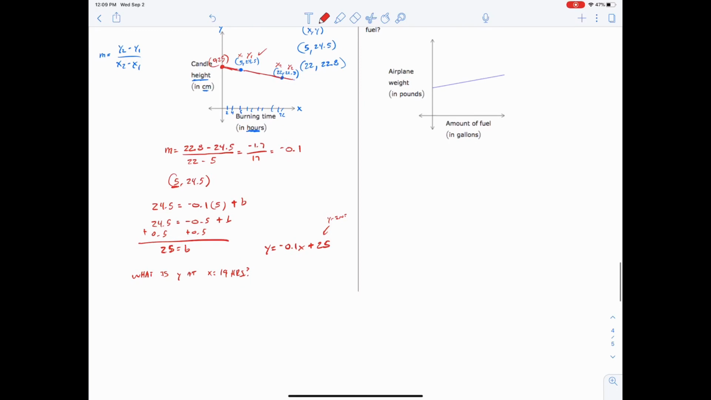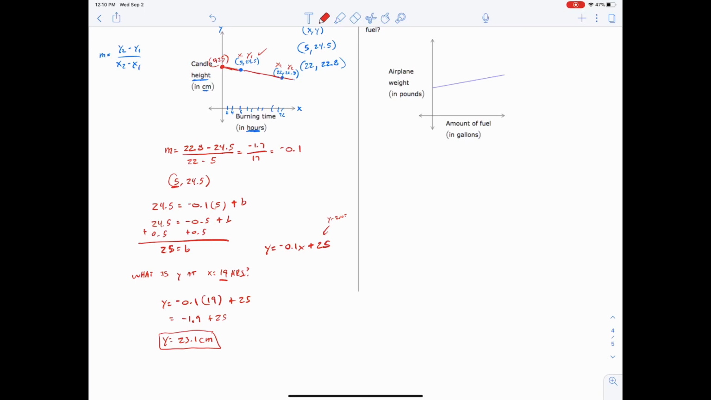We know what x is because they told us 19. So I'm trying to figure out what y is. My slope is negative 0.1 times 19 hours plus 25. This equals negative 1.9 plus 25. So my y is going to equal 23.1 centimeters.